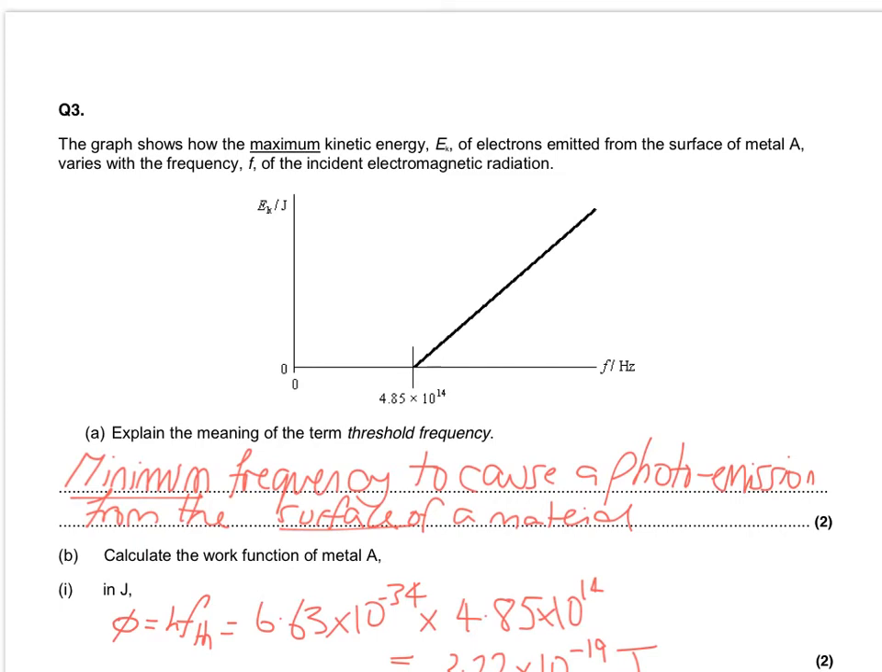So the gradient of this graph, we have a look at that. This is the equation of the graph. So the gradient is Planck's constant, so we'd expect to have the same gradient, but half of the threshold frequency, essentially this. So this would be like 2.425, and so on. So it would be exactly half the threshold frequency, and the gradient should be Planck's constant, the same as this one. That's a bit of a rough sketch, but you should be showing the same gradient.